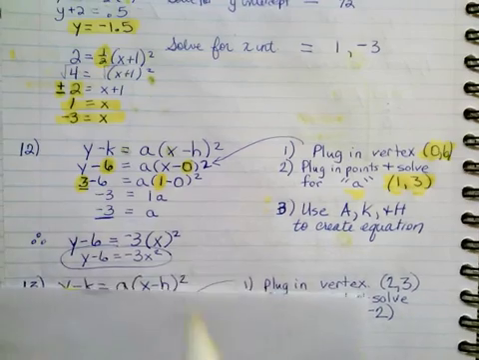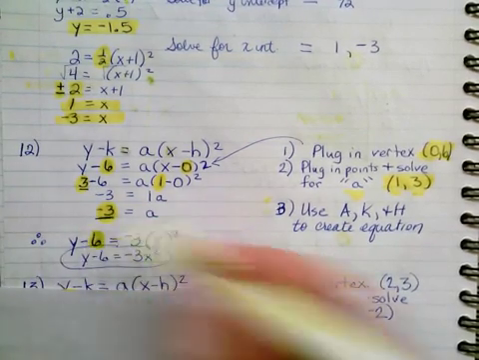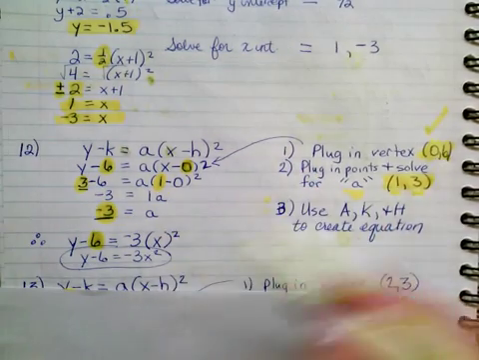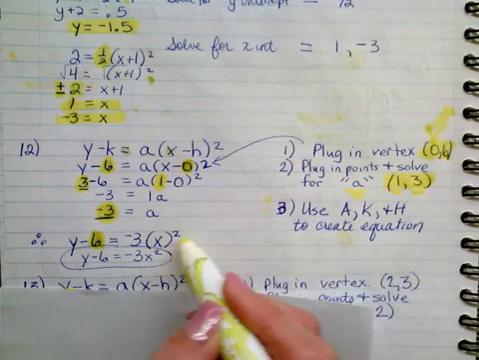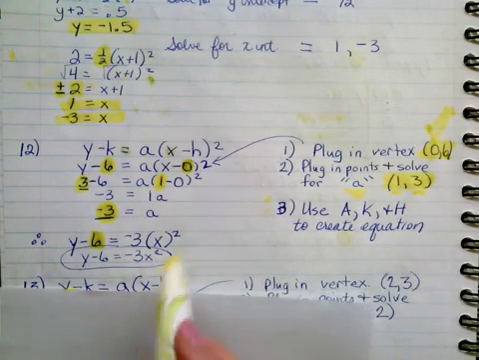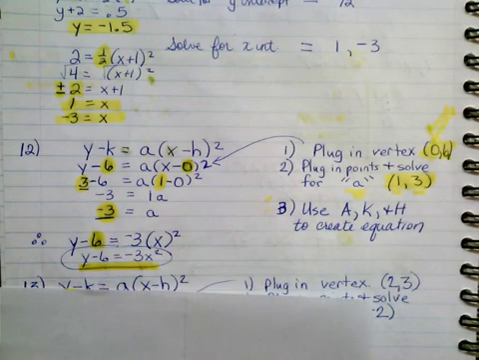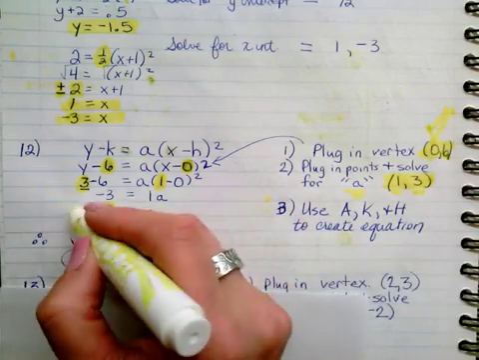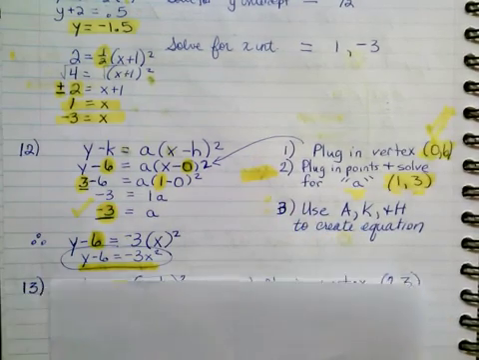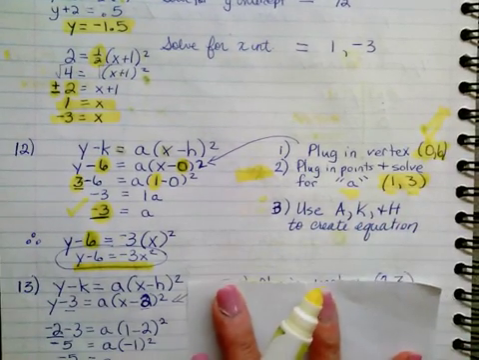Okay, so I have all the values necessary. I had my k value because they gave me the vertex. I had my h value of 0 because they gave me the vertex. You don't need to write that minus 0. And this is the simplest form of that. You're done. Negative 3 is your a value. We just solved it by plugging in the points. Example 13, last one, same exact thing, same exact steps.